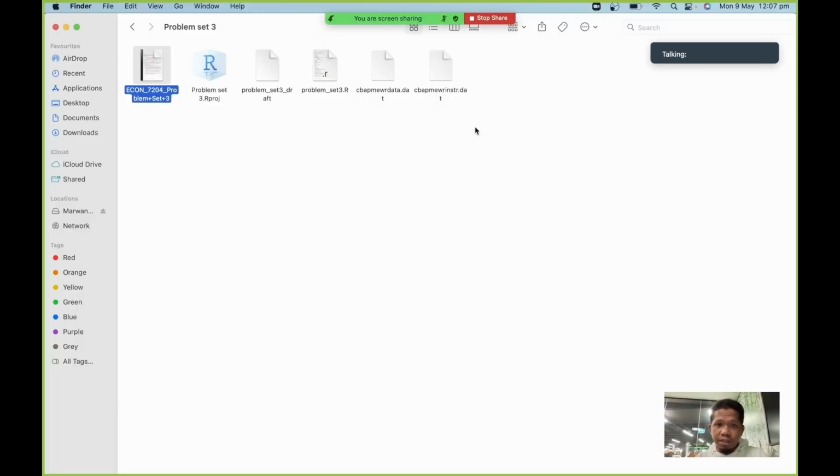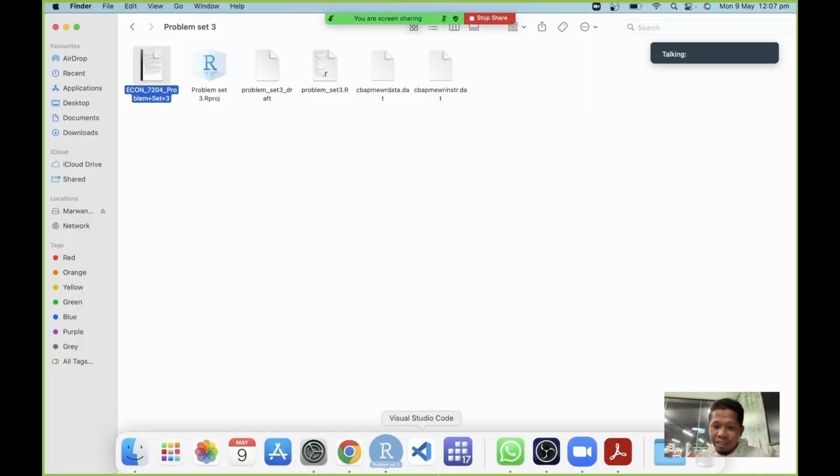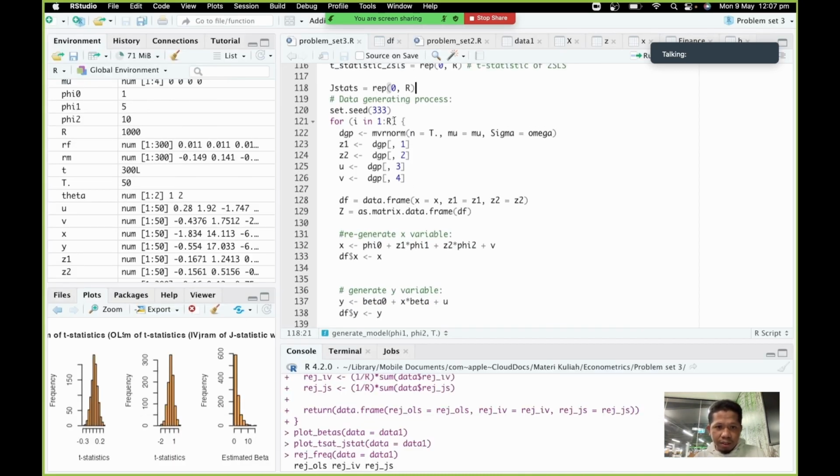You can also see from the hint, but in the slide it's actually provided. So here is the main part of our problem. Just like before, we have to provide the repetition, which in this case is 1 to r, and don't forget the set seed again in order to generate different random numbers.